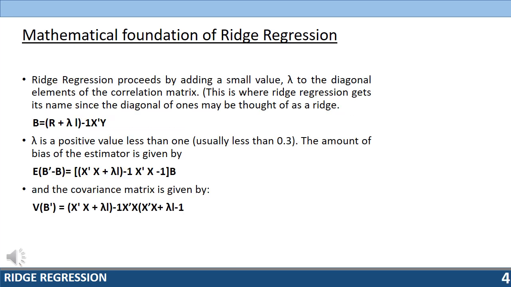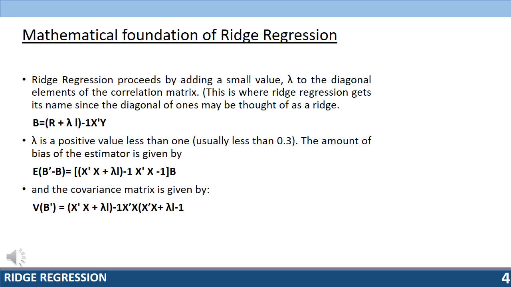Ridge regression proceeds by adding a small value of lambda to the diagonal elements of the correlation matrix. This is where ridge regression gets its name, since the diagonal of ones may be thought of as a ridge. So the equation is beta equal to (R plus lambda I) whole raised to the power minus 1 into X'y. Lambda is a positive value less than 1, usually less than 0.3.